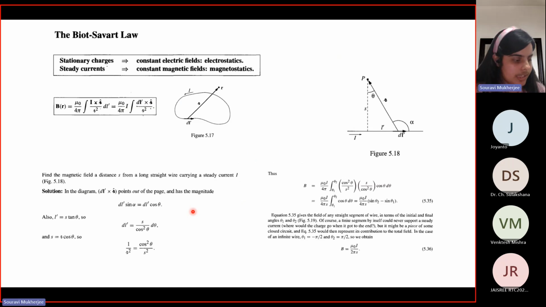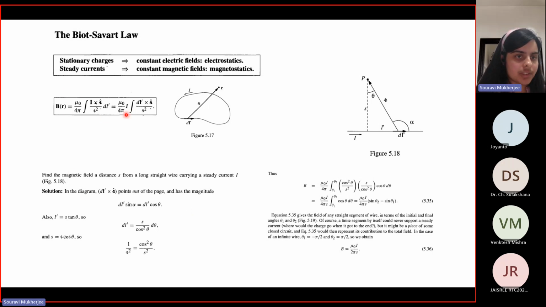Now, slightly changing topic and talking about Biot-Savart's law. Till now we have been talking about stationary charges, and we saw how stationary charges lead to constant electric fields, which was the regime of electrostatics. Similarly, steady currents can result in constant magnetic fields, which we call magnetostatics. If you have a current carrying wire where steady current is flowing, that will result in some magnetic field.